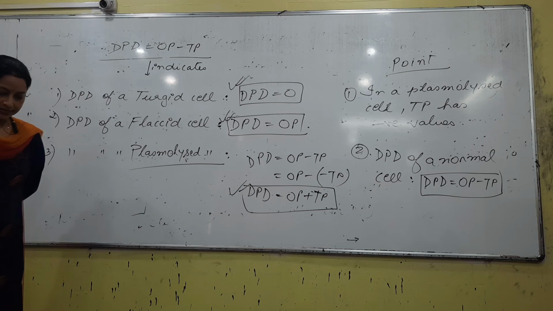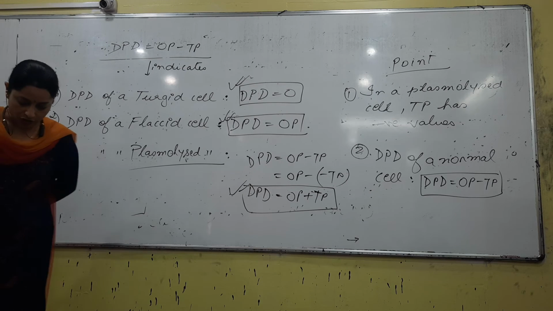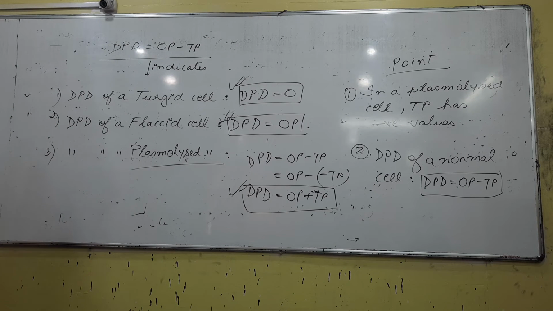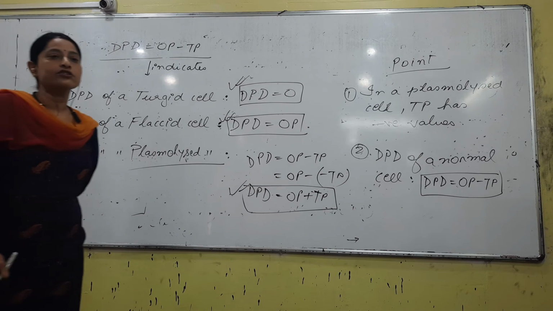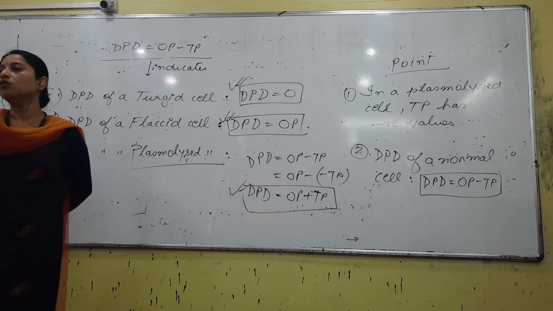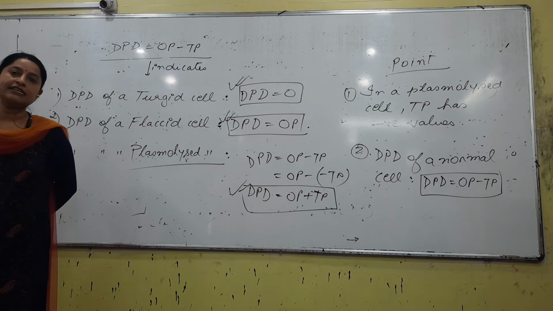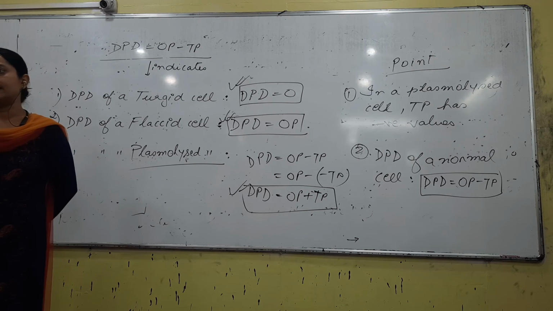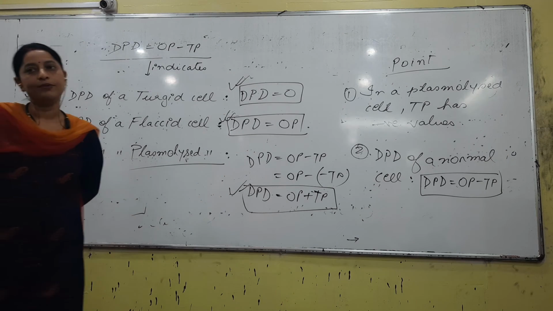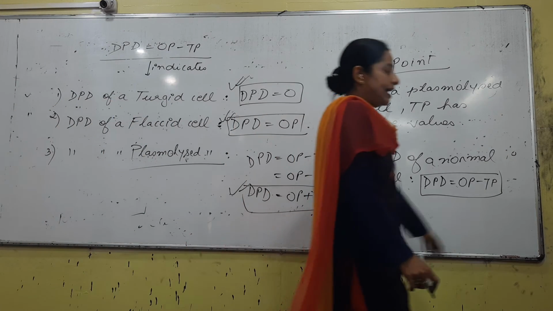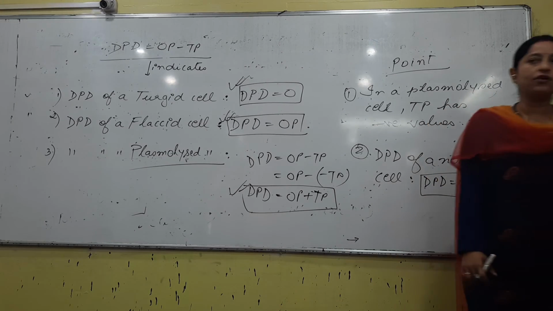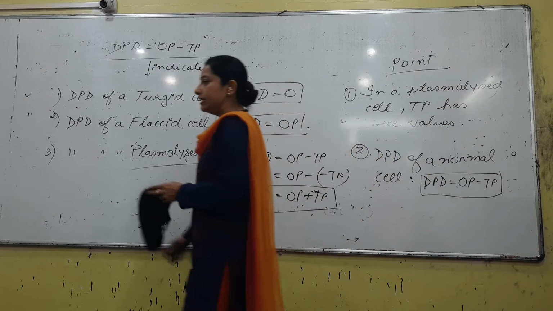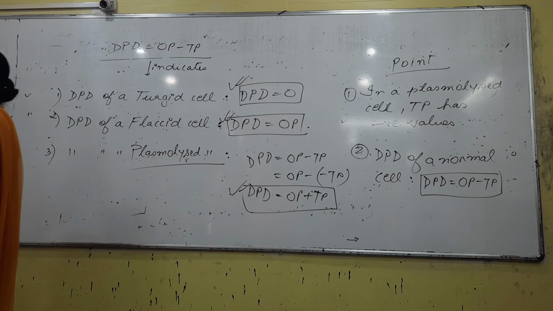So we have talked about DPD. What is DPD? The suction capacity of a cell or the water absorption capacity of a cell. It depends on what? It depends on the osmotic pressure and the target pressure. What are the conditions that we see? DPD in case of a turgid, flaccid and a plasmolysed cell. Our normal formula is DPD equals OP minus TP. And the most important line is, if you are talking about two cells with different DPD, water always moves from a cell with low DPD to a cell with higher DPD.